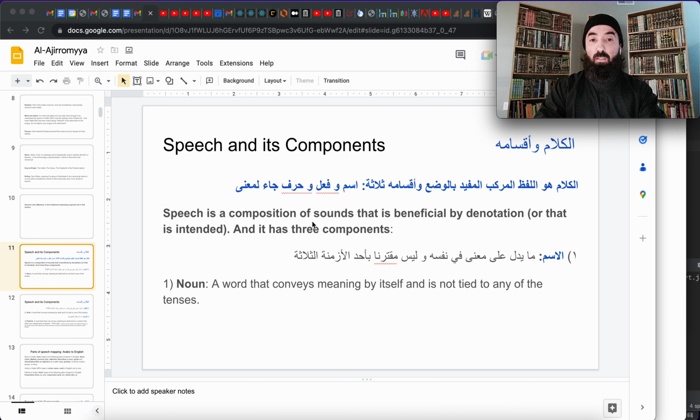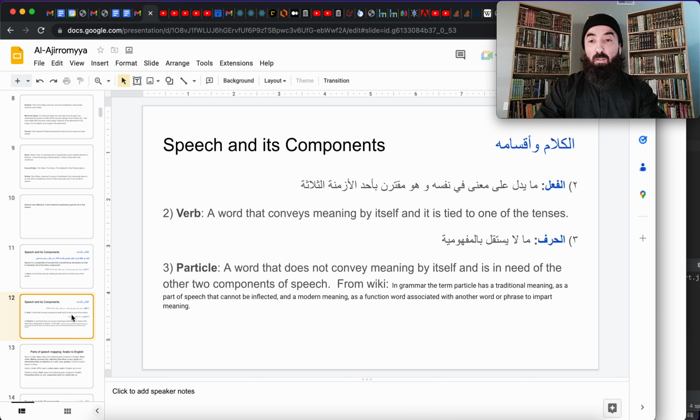dependent on time. And the second part of speech is al-fi'l, the verb. And the definition of a verb in Arabic is ma yadullu 'ala ma'na fi nafsihi wa huwa muqtarin bi-ahadi al-azminah ath-thalathah. A verb is a word that conveys meaning by itself and it is tied to one of the tenses.